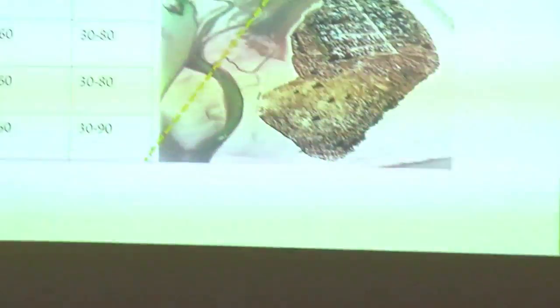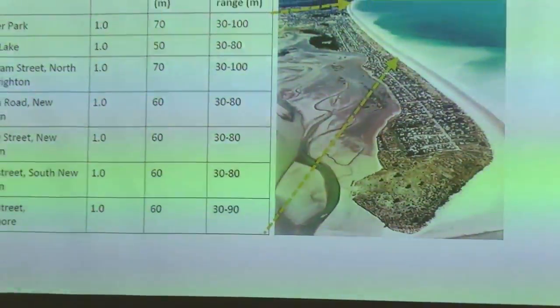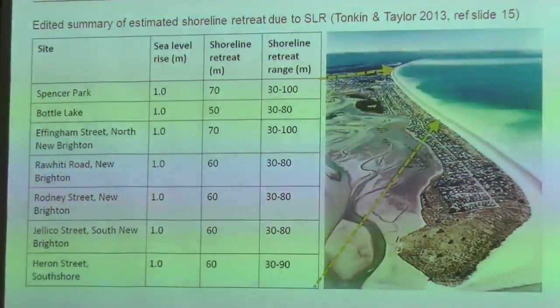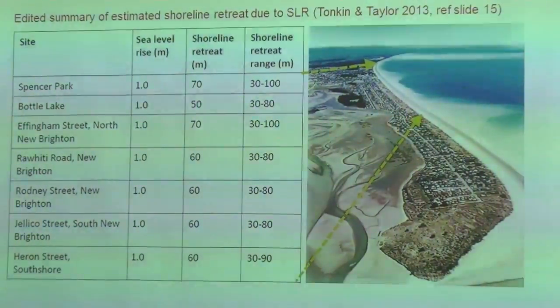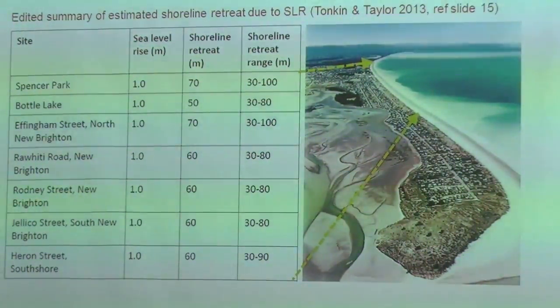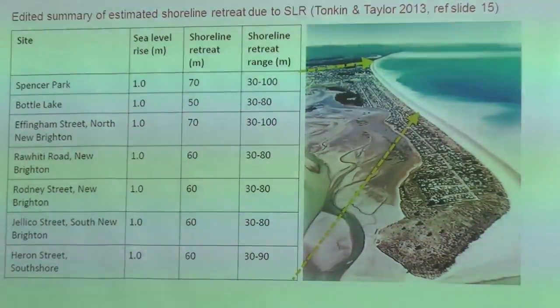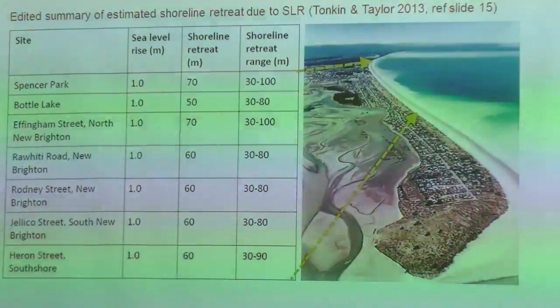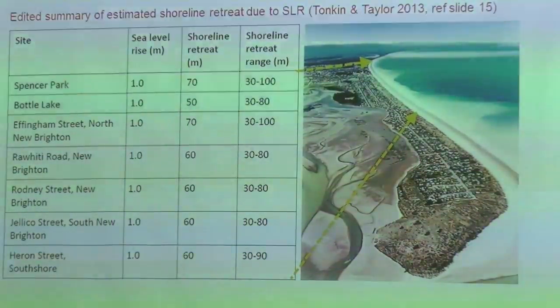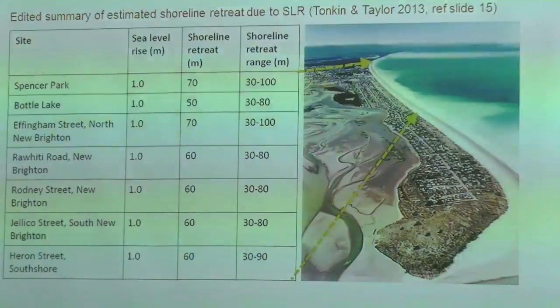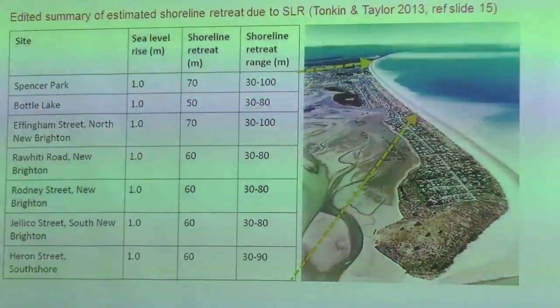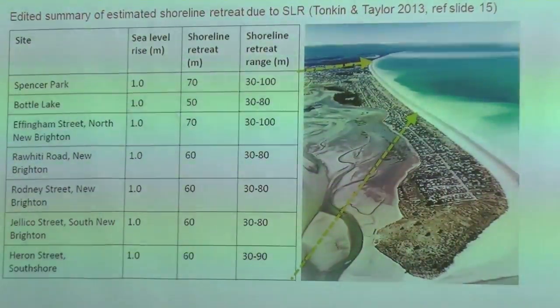But in the Tonkin and Taylor report, for a 1 metre sea level rise up to 2115, they predict retreat of our shoreline from our open sandy coast, so the areas between here and here in this table, of about 50 to 70 metres, but variation between about 30 and 100 metres. So we're expecting shoreline retreat in response to the 1 metre of sea level rise that the IPCC and NIWA are predicting up to 2115.